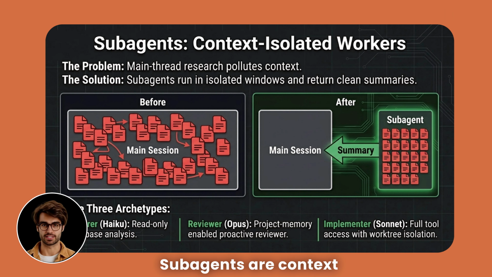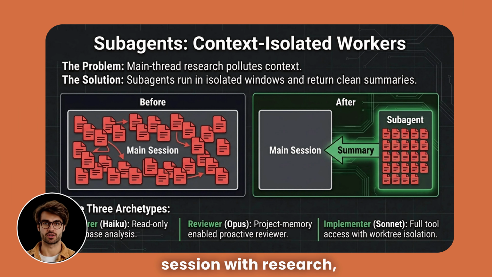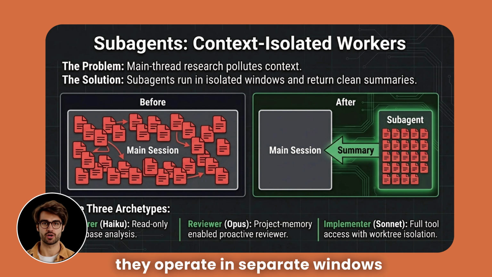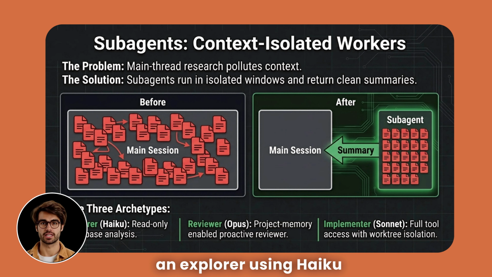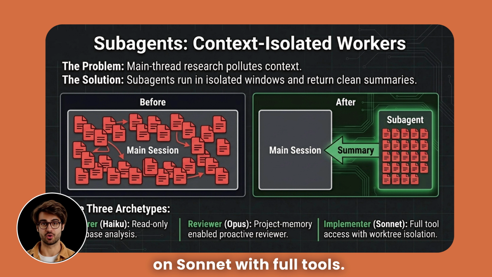Subagents are context-isolated workers. Instead of polluting the main session with research, they operate in separate windows and return concise summaries. Typical archetypes include an explorer using Haiku for read-only analysis, a reviewer on Opus with project memory, and an implementer on Sonnet with full tools.